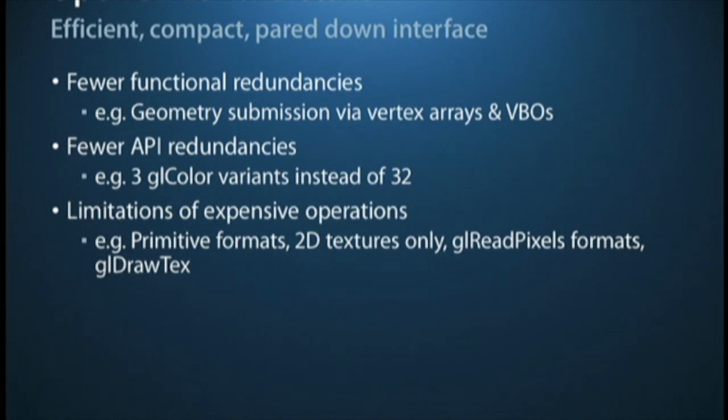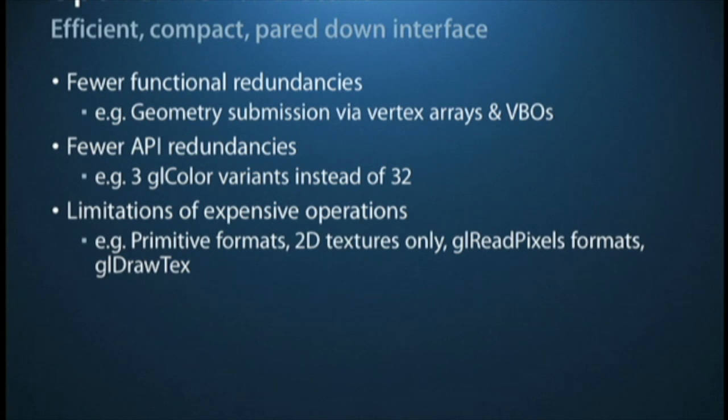The second goal is to be compact, which reduces the memory footprint of the implementation. For example, there's 32 different ways to set a color in desktop OpenGL, depending on if you're using an int, a float, 2-component, 3-component, and so on. And OpenGL ES reduces that number to 3.